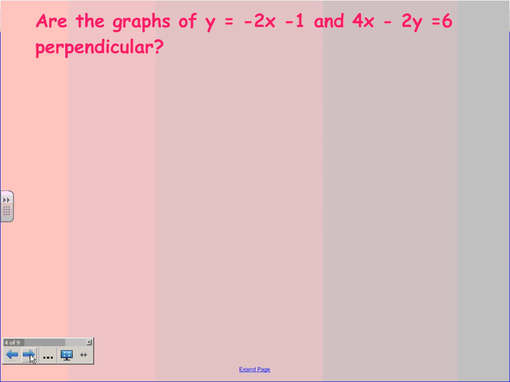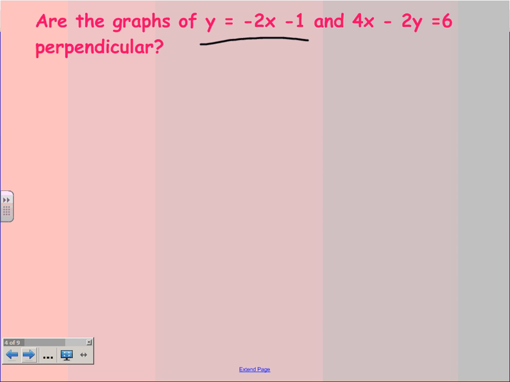Are the graphs of y is equal to -2x minus 1 and 4x minus 2y equals 6 perpendicular? So when we were working with parallel lines, we knew that if we found the slope and the slope is the same, then the lines are parallel. Well, in this example, I can't tell. I can't tell by looking at 4x minus 2y is equal to 6. So I have to put it in slope-intercept form just like the original equation. So let's go ahead and do that.